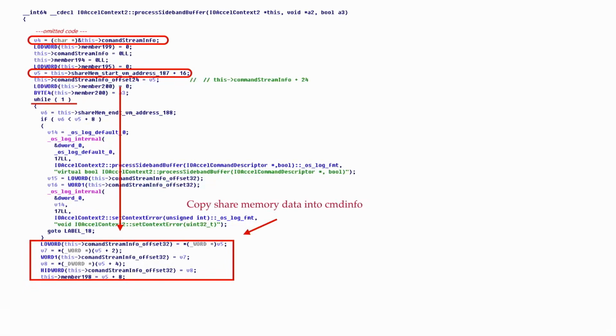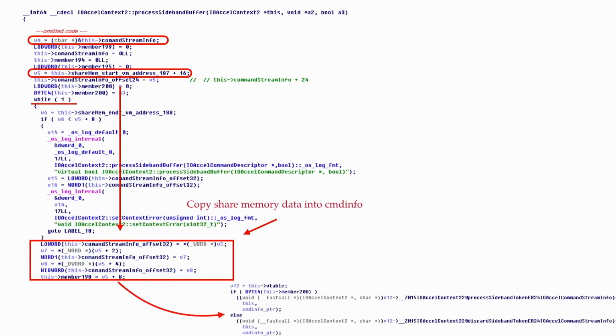From the right figure, we can see that the process sideband buffer function in the accelerator context2 class uses it. It will copy the data from shared memory offset 16 to the end into our command stream info object within a while loop, and then call the process sideband token function, taking the command stream info object as its argument.